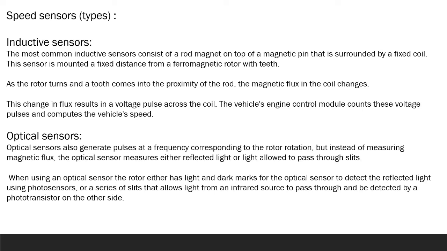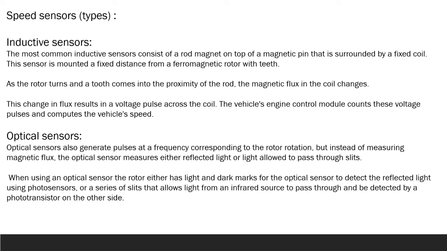The inductive sensor, the first one: the most common inductive sensors consist of a rod magnet on top of a magnetic pin, surrounded by a fixed coil. This sensor is placed some fixed distance from a ferromagnetic rotor, which has teeth. As the rotor turns and the teeth come into proximity of the rod, the magnetic flux in the coil changes. This change in flux gives a voltage pulse across the coil.